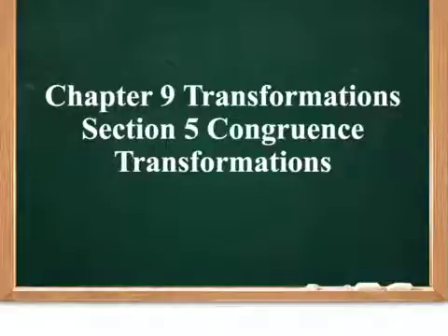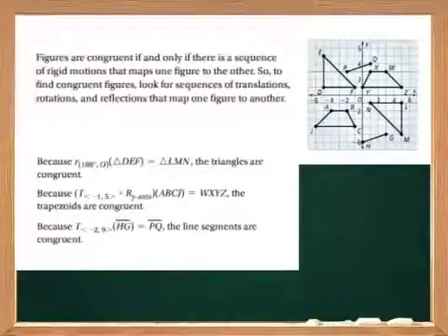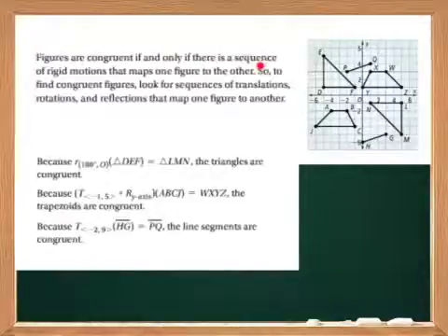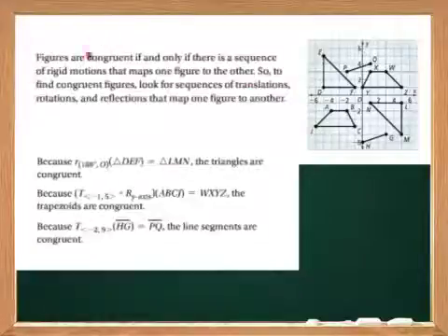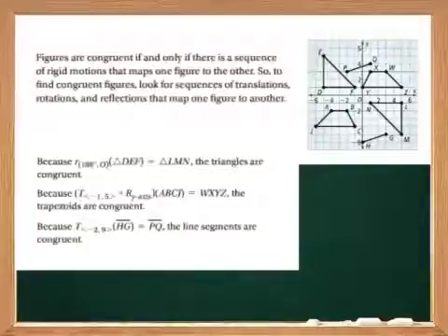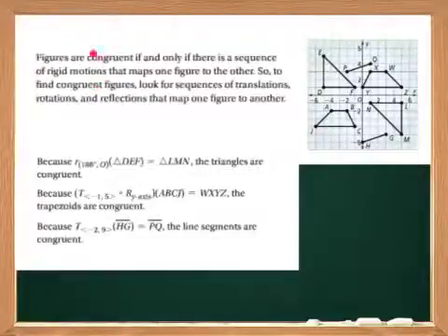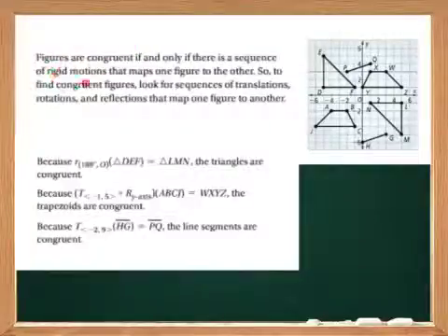Chapter 9, Section 5, Congruence Transformations. Figures are congruent if and only if there is a sequence of rigid motions that maps one figure to the other. We've talked about congruent figures before, especially congruent triangles and the different ways that we can prove them congruent. But the other way to prove two figures congruent is by looking at the transformations, the rigid motions. They're only going to be congruent if it's composed of rigid motions, so not dilations.